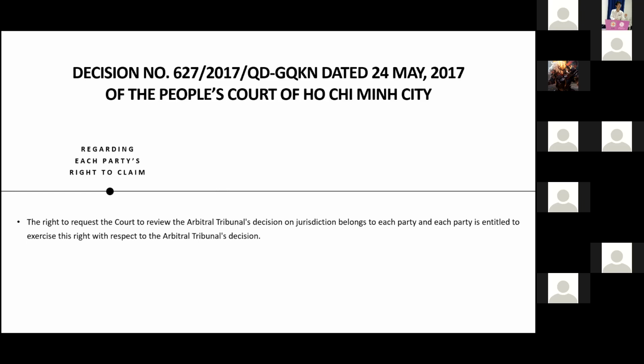The court accepts the complaint dated December 6, 2016, which the company filed. Thus, we understand that the right to request the court to review the arbitration decision on jurisdiction belongs to each party, and each party is entitled to exercise this right with respect to the arbitration tribunal decision.